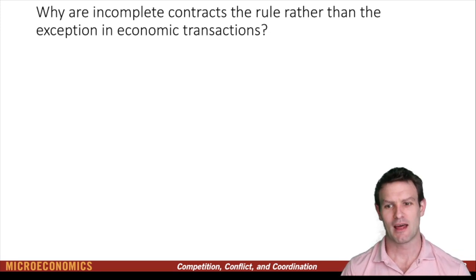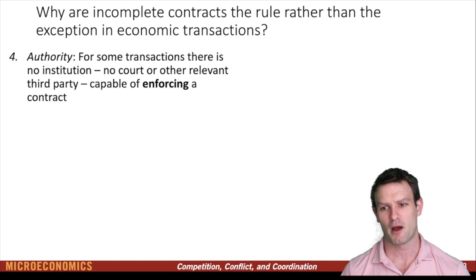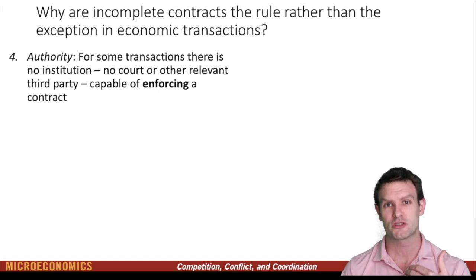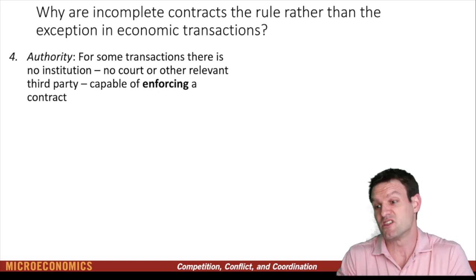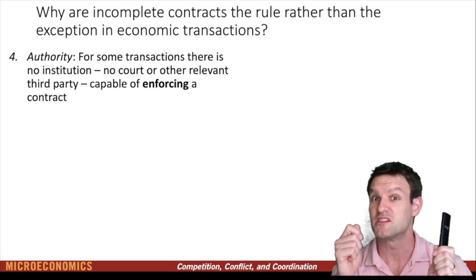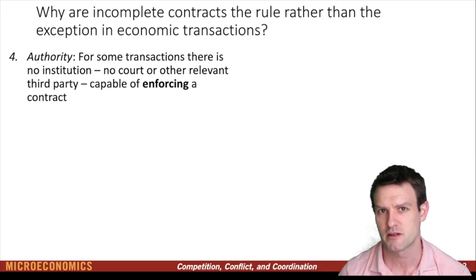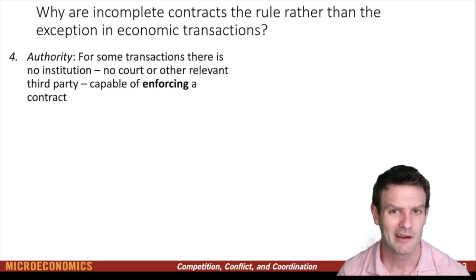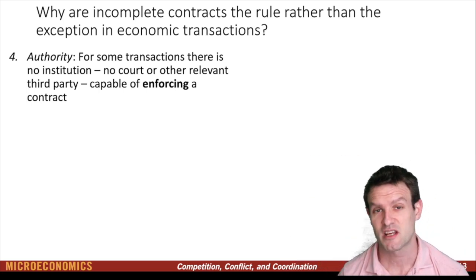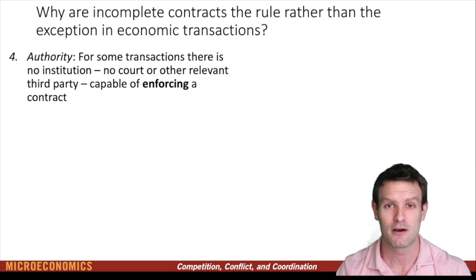Okay, 2 left. The fourth one is authority. For some transactions, there is no institution, no court or other relevant kind of third party that is capable of enforcing a contract. So imagine that we did actually have information that was verifiable. So no asymmetric information, and we did have verifiable information that we could hypothetically take to a third party. But then what happened? There was no third party to whom we could take this information to try to enforce the aspect of the contract that we have.